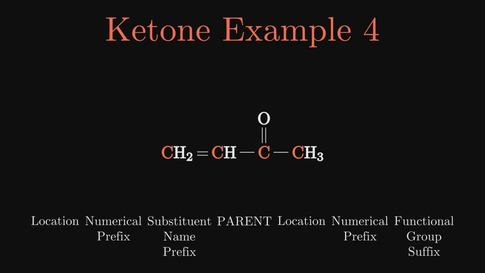This molecule contains 4 carbons, bute, and 2 functional groups. The double bond is an ene, and we have a ketone still. Numbering from the right to prioritize the ketone, it gets a 2 and the double bond a 3. The final name is bute-3-ene-2-one.